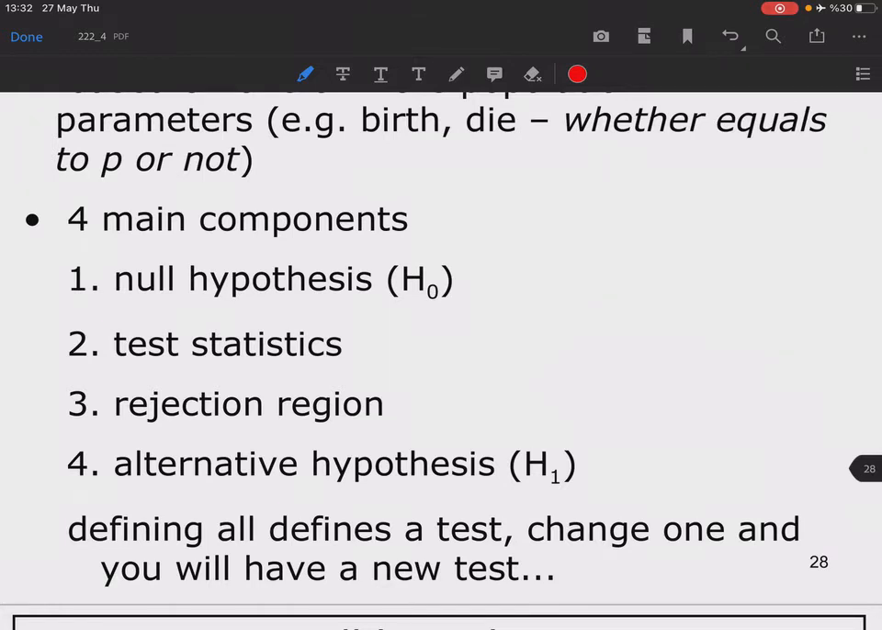And of course, you need to define your alternative hypothesis. Is it different than the normal? Is it less than H0, or is it more than the common probability? That would be your alternative hypothesis, which is called H1. So defining all of them gives you a hypothesis test. And if you change one of them, it means that you will have a new test, a brand new test. That's the idea.